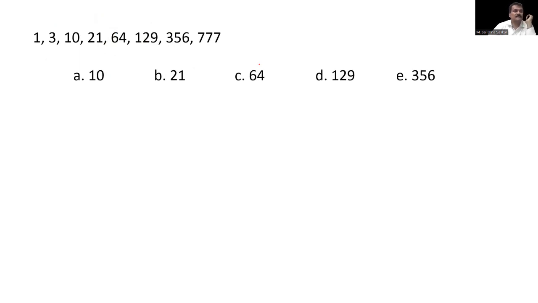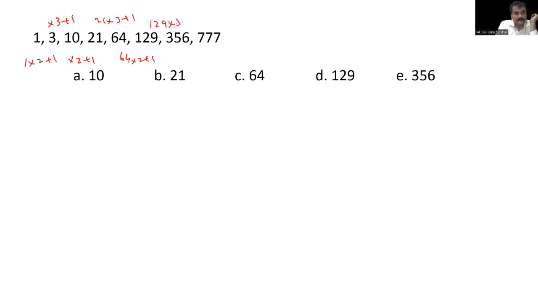1, 3, 10, 21, 64, 129, 356, and etc. So what happened? This is very simple. What is the relation between the 1 and 3? Here, 1 into 2 plus 1, 3. 3 into 3 plus 1, 10. 10 into 2 plus 1, 21. 21 into 3 plus 1, 64. 64 into 2 plus 1, 129.